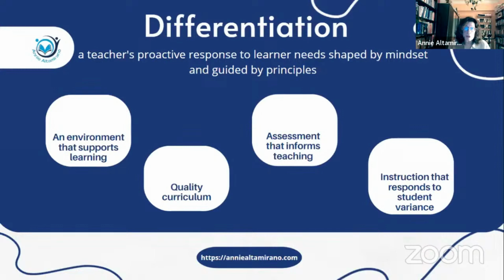Okay, we do have that in differentiated instruction. And what is differentiated instruction? It is an effective teaching approach composed of different elements, and it is our response to learners' needs, shaped by mindset and guided by principles. One of the elements is an environment that supports learning, and the environment refers to both the physical and the affective environment, the affective climate in the classroom.